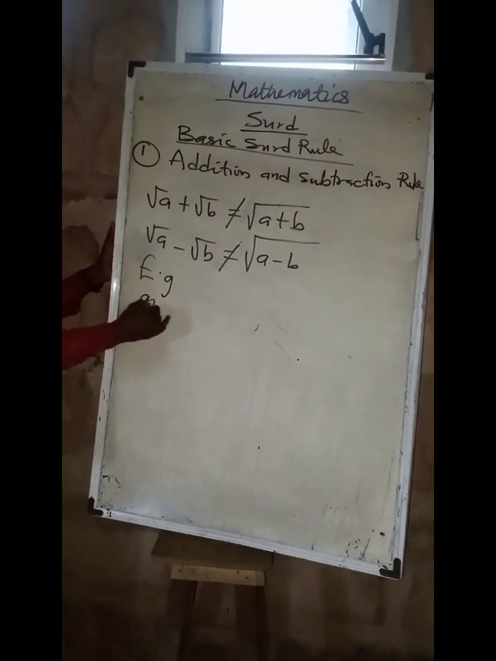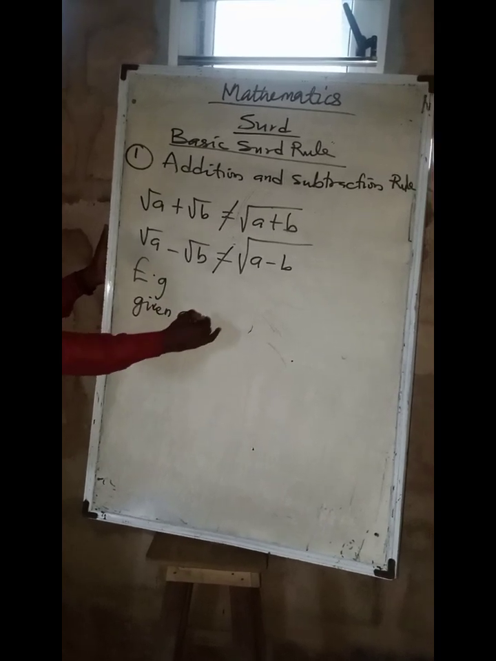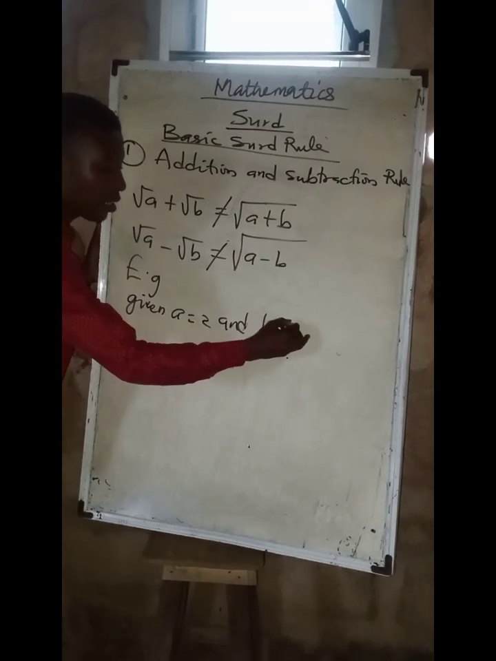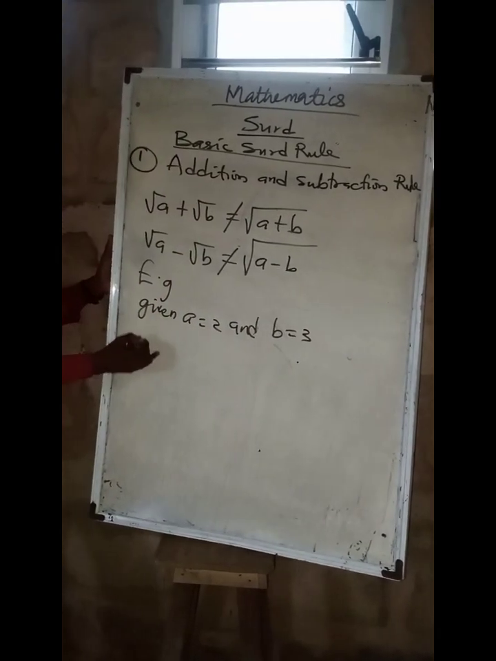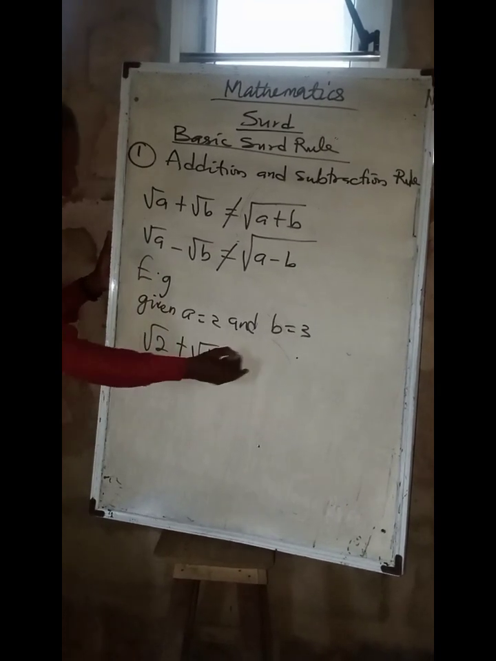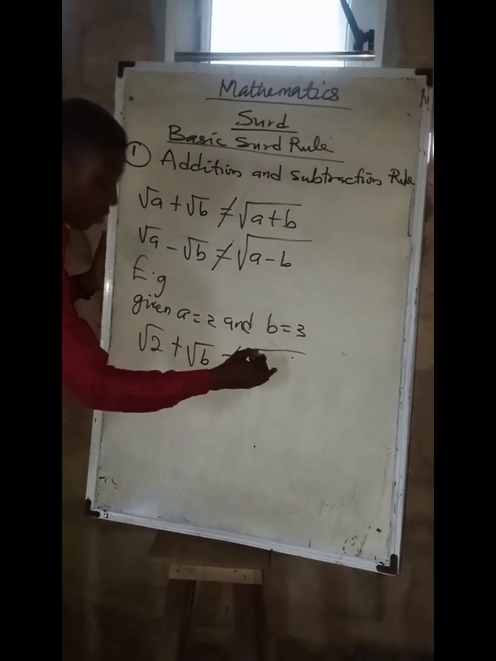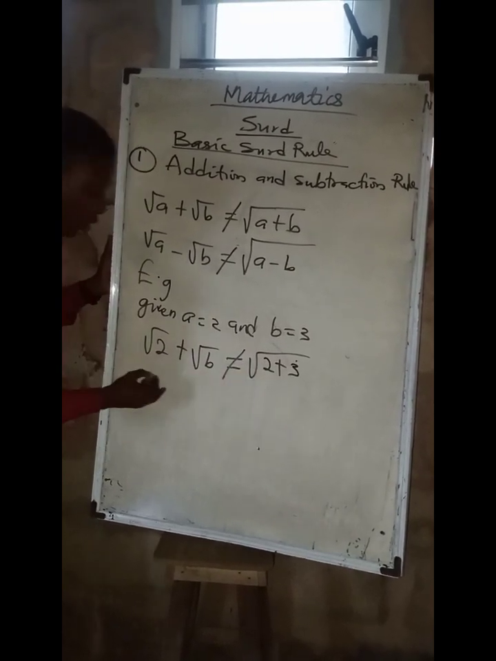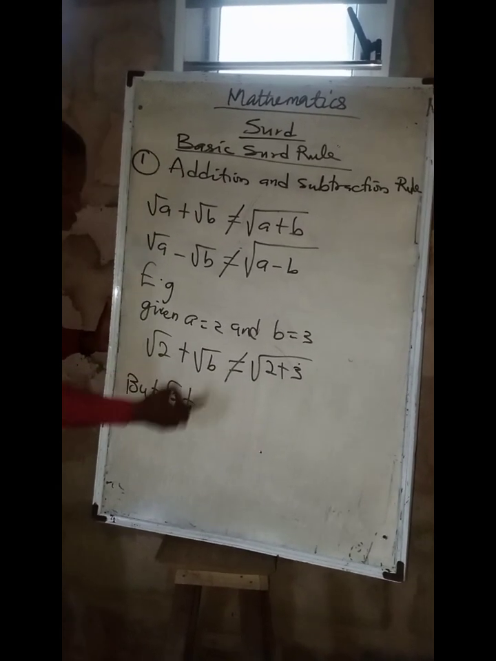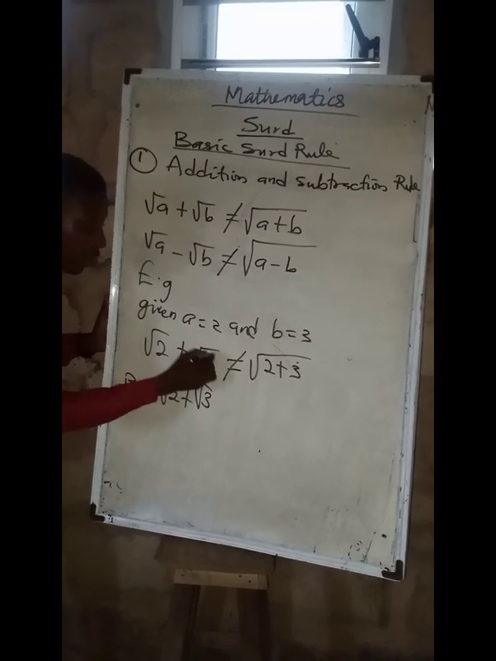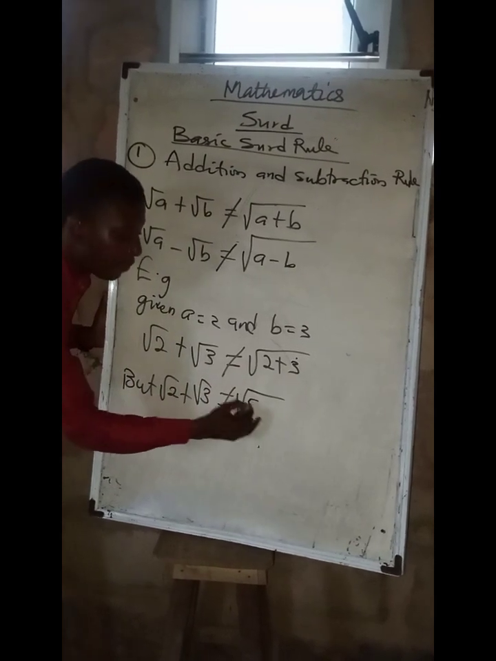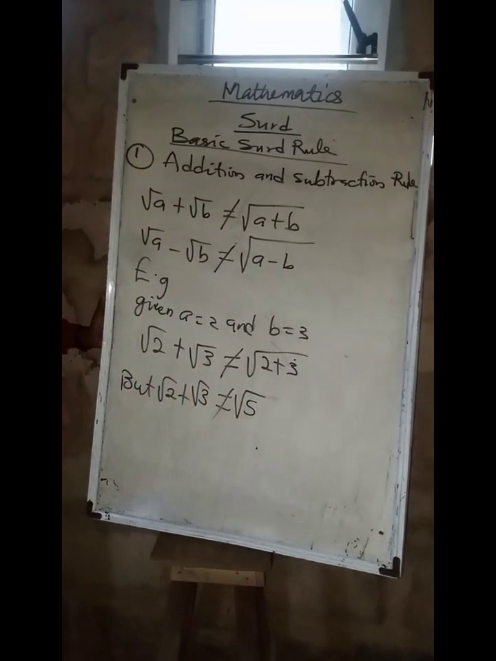Given that A is 2 and B is 3, let's input A is 2 plus B. We are saying that it's not equal to root of 2 plus 3. So at the end of the day, root 2 plus root 3, please take note, is not equal to root of 2 plus 3, which is root 5. So we are saying that this is not equal to this.